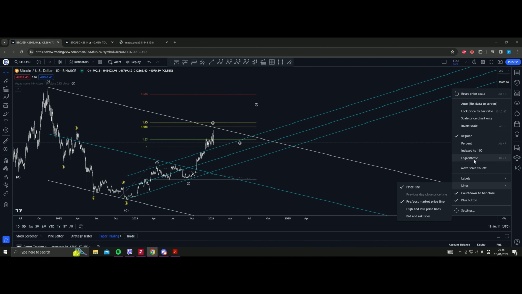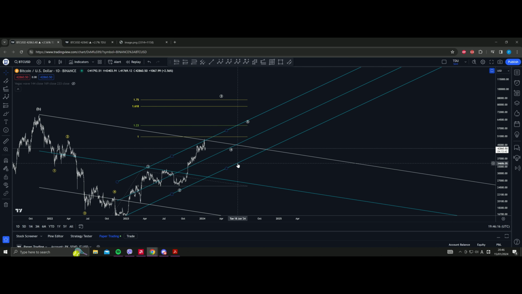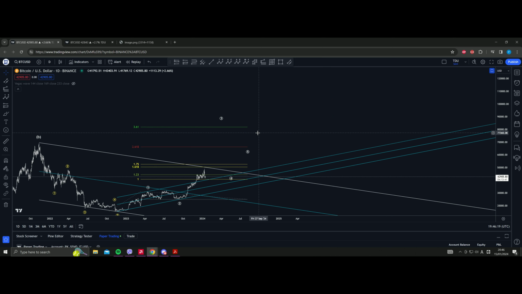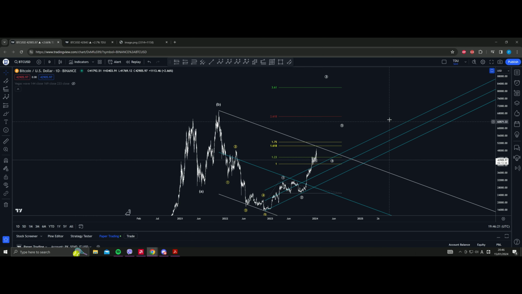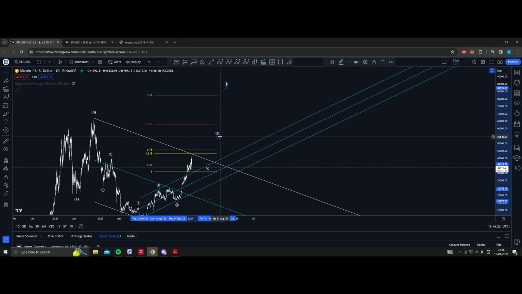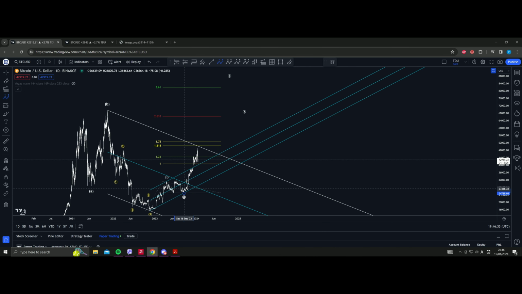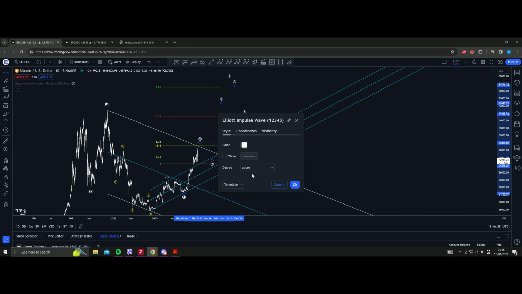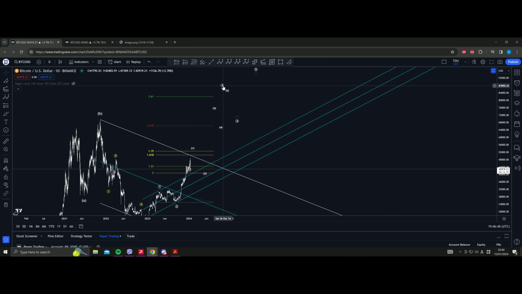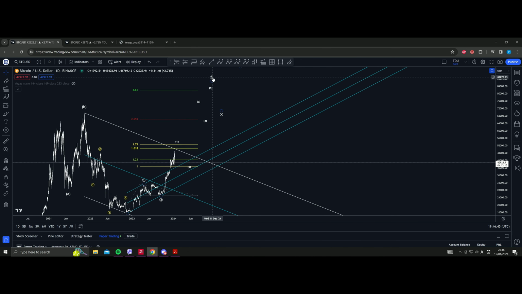When you change to logarithmic, for example, well, wave 3 needs to fall at least here. Now back to this. In my opinion, if we're gonna hit the bull run, well, this needs to be only the wave 1 of the wave 3. Let's say the wave 3 falls here.